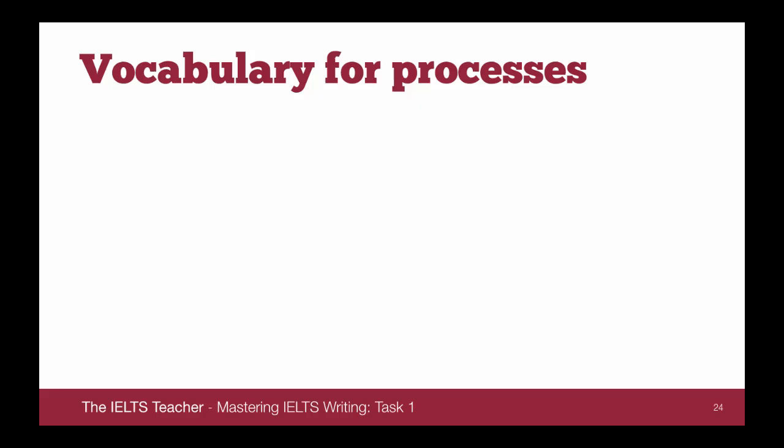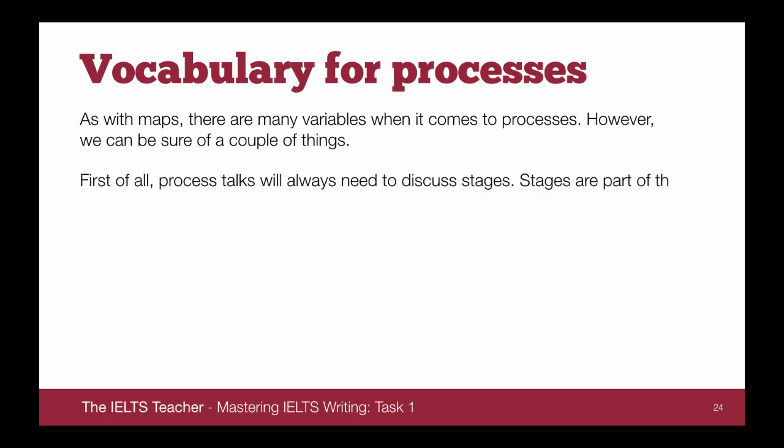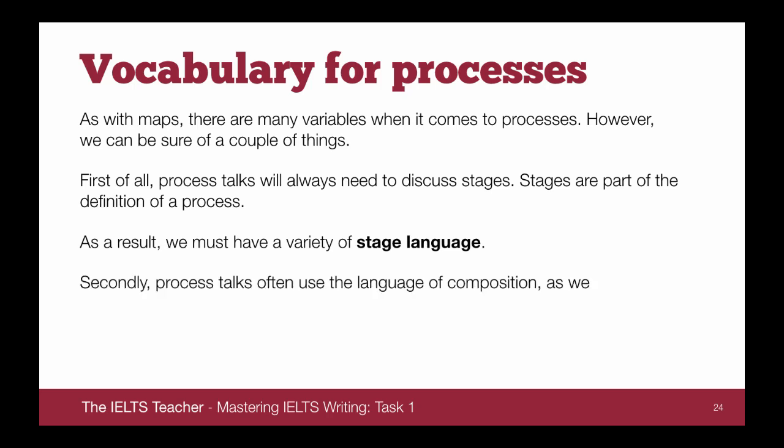Let's move on to vocabulary for processes. Now, as with maps, there are many variables when it comes to processes. However, we can be sure of a couple of things occurring every time. First of all, process talks will always need to discuss stages because stages are an essential part of the definition of a process. As a result, we need to have a variety of stage language, ways of talking about stages.